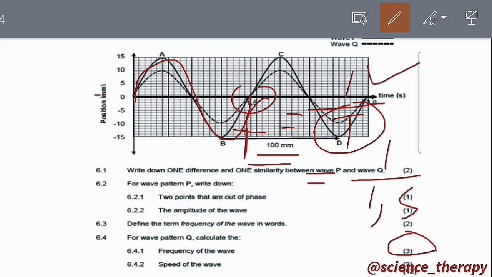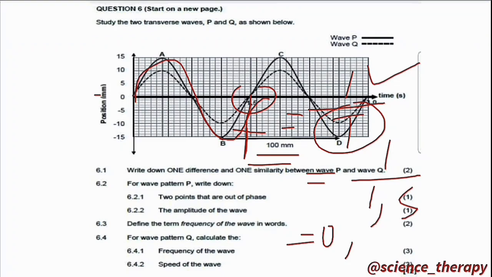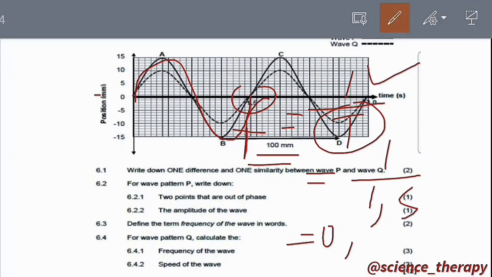Now, you punch that, it's 0.67 hertz. Now, do not forget to put in your SI units. Very, very important. Then 6.4.2, it says, now calculate the speed of the wave.